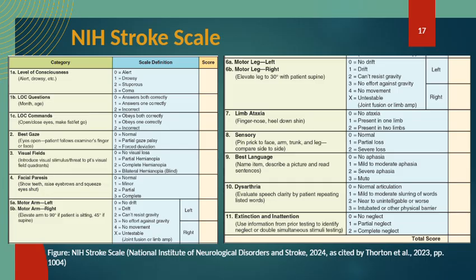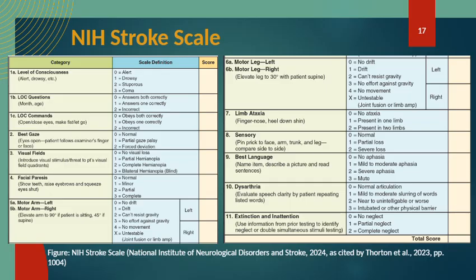The NIH Stroke Scale, which is a standardized assessment tool used across all healthcare settings to measure the severity of a stroke. It allows nurses to communicate findings clearly, monitor neurological changes over time, and identify deterioration early. A higher score indicates a more severe neurological deficit. As LPNs, you are often the first to notice subtle changes, so understanding each category is essential.